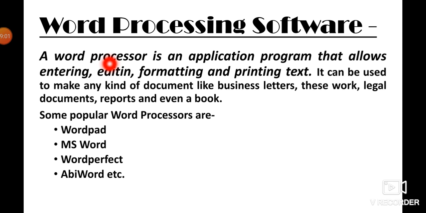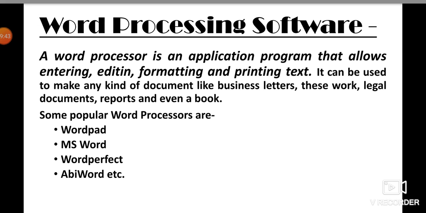See, here I have mentioned a proper definition of word processing software. A word processor is an application program that allows entering, editing, formatting and printing text. It can be used to make any kind of document like business letters, thesis work, legal documents, reports and even a book also. So you can type a book also using word processor software. There are many options for creating a book cover, and you can type your own book.